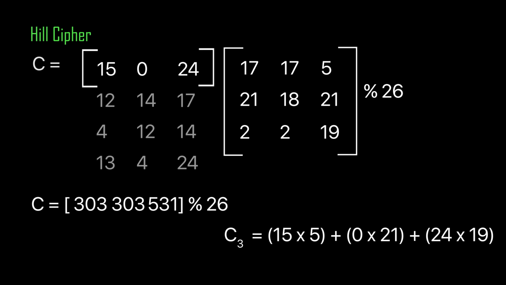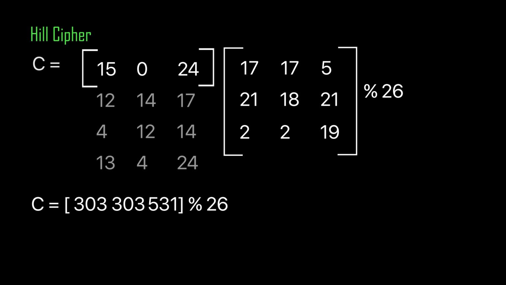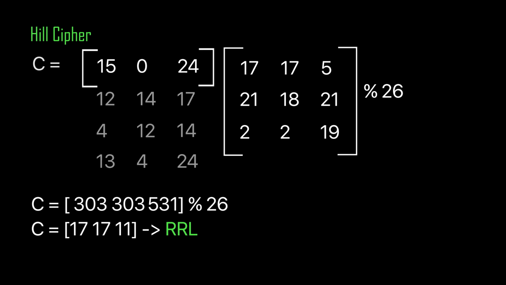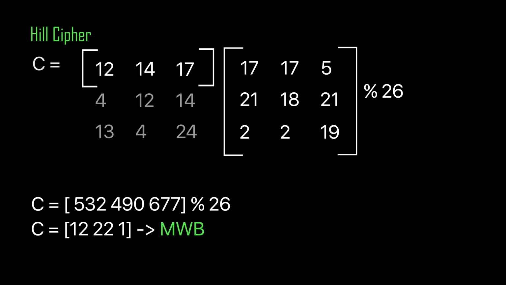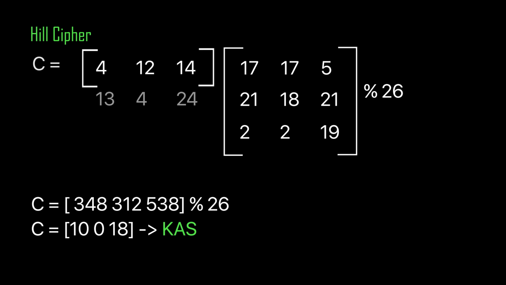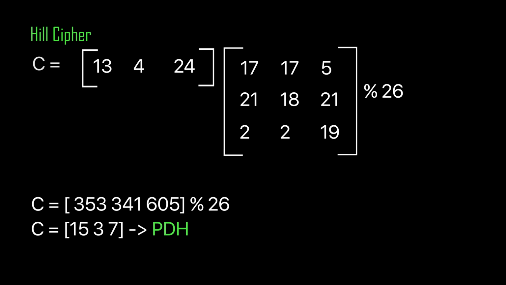After performing our matrix multiplication using the first row of the plaintext modulo 26, we get 17, 17, 11, which can be converted to letters R, R, L. Continuing with the multiplication process, we can cover all the rows and ultimately all the letters of the plaintext, and these are the results that you expect to get. The final ciphertext which you should get is RRL MWB KAS PDH.